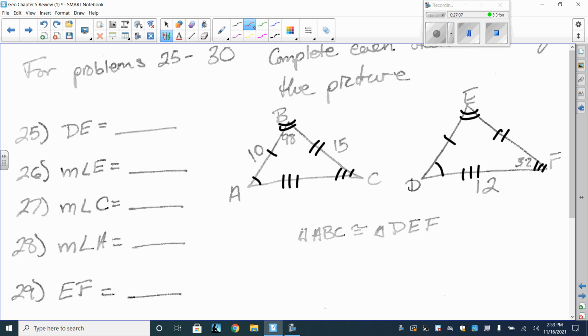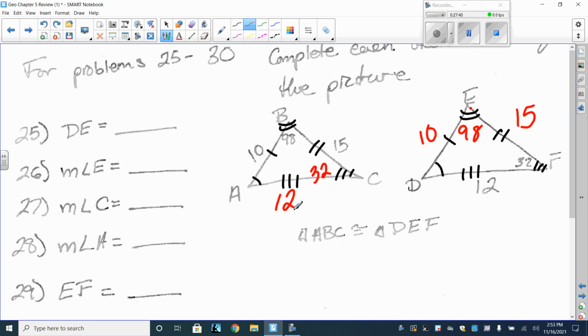I got a different color. Well, we know B is what? Angle B. And it matches up with E, so E is 98. I know F is 32, so C is 32. AB is 10, and it matches up with DE, so it would be 10. EF matches up with BC, so 15, and AC is 12.